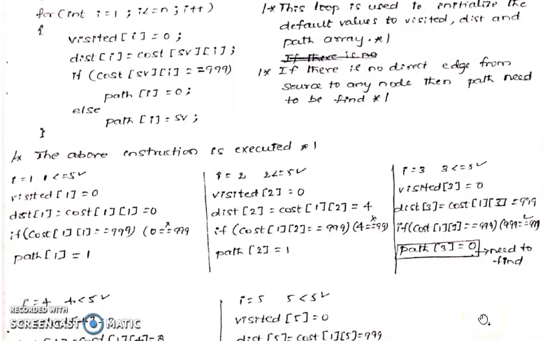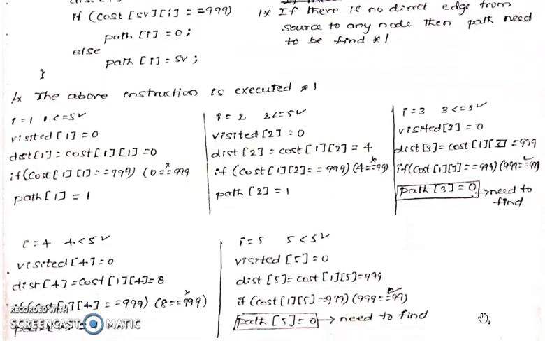Okay. I value gets incremented by 1 again. I will be equal to 4. The same step is going to get repeated. Visited of 4 is equal to 0. Distance of 4 is equal to cost of 1 to 4, meaning source to the particular vertex. 1 to 4 is equal to 8. Since we have a direct edge, the else part is going to get executed. Path of I is equal to 1, meaning path of 4 is equal to 1. So it indicates that there is a direct path.